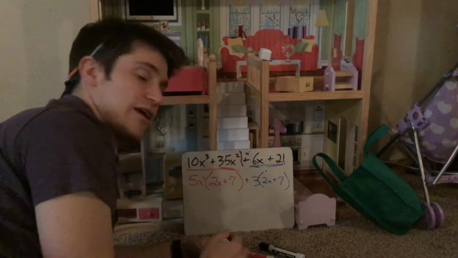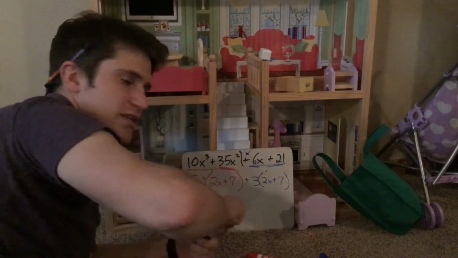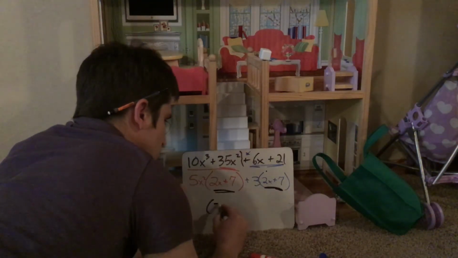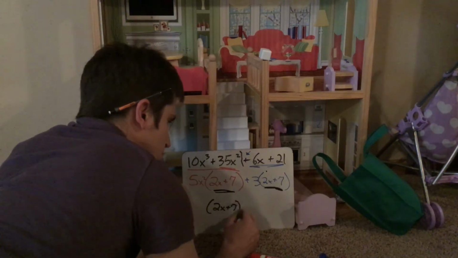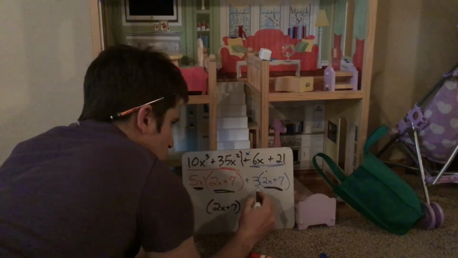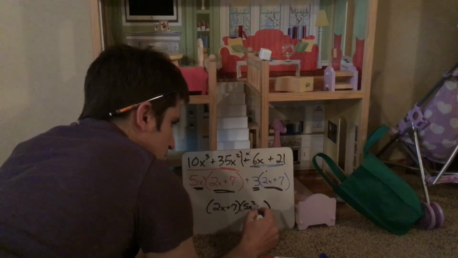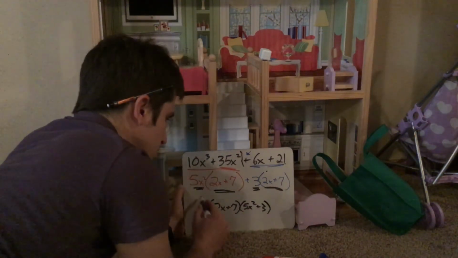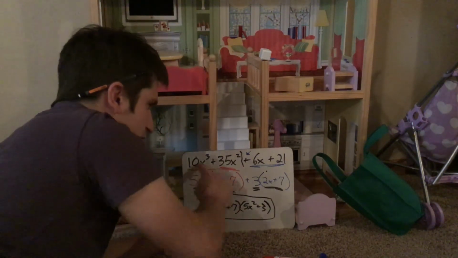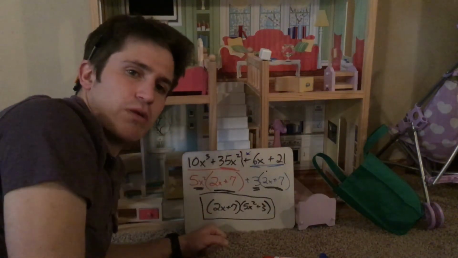It's a really good sign that you're doing this right if your parentheses are matching, because your final step is to take your common parenthesis here, your common factor of 2x plus 7, write it once, and then your GCFs, your leftovers, go right here, 5x squared plus 3. So that's your answer. We've just taken a 4-term polynomial, broken it down into 2 multiplied parts.